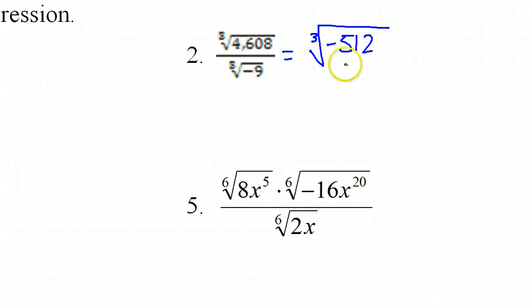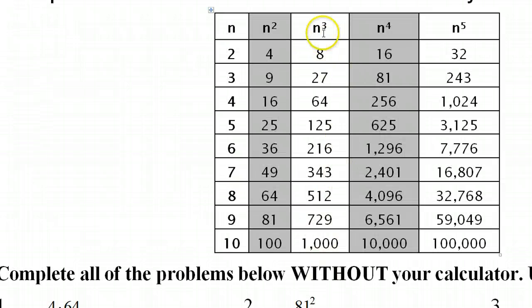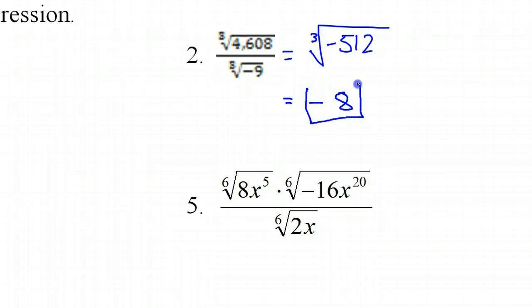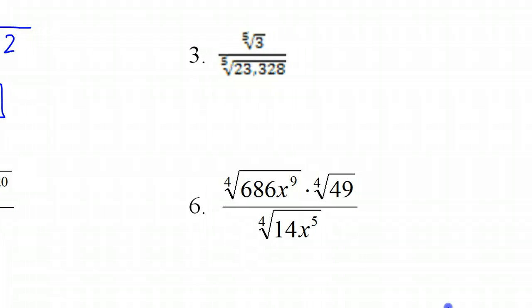Let's look at the chart and see if there is a 512. Alright, I'm looking under cube, at third power. I see the 512. The cube root is 8. So that means this is simply going to be negative 8. Not too shabby.